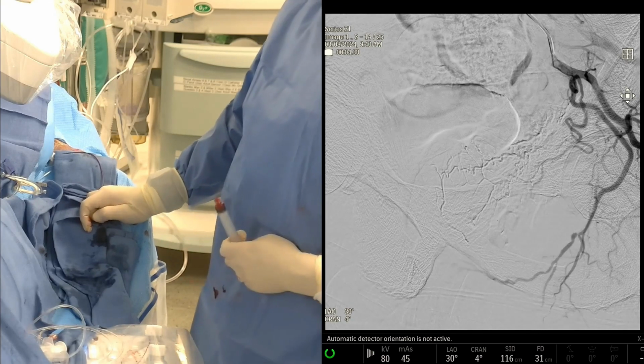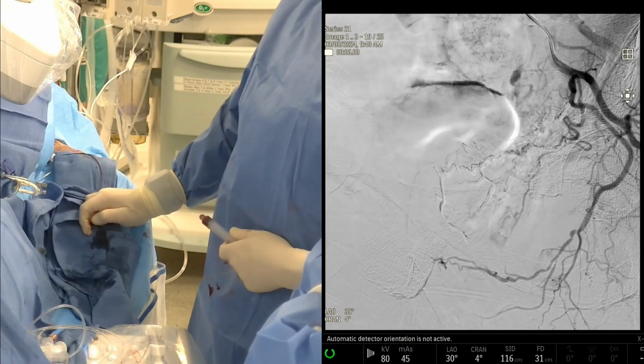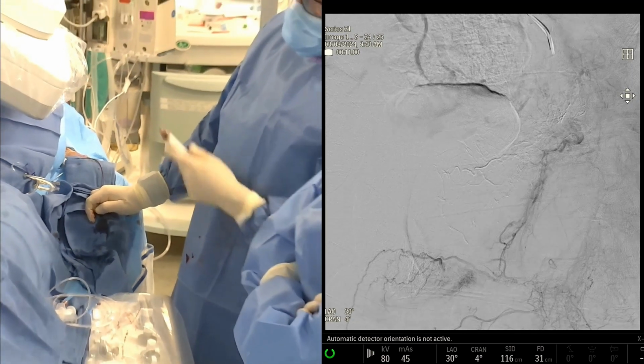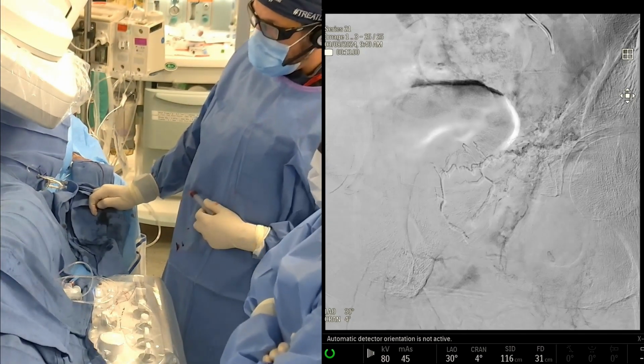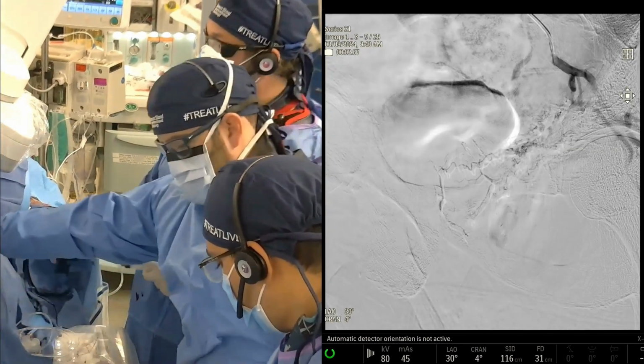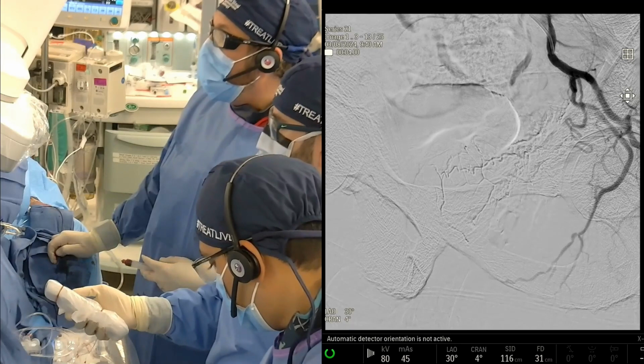And now it's more prominent, obviously, because we occluded the prostate artery, which was a shared origin. A couple other things to notice on this angio. The pudendal and the dorsal penile artery are extremely well preserved. You see the cavernosal blush from the pudendal artery as well.